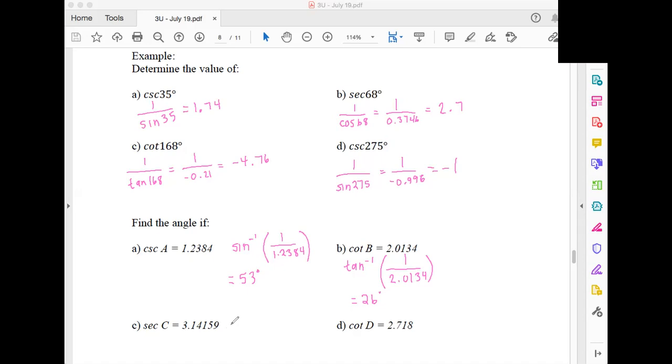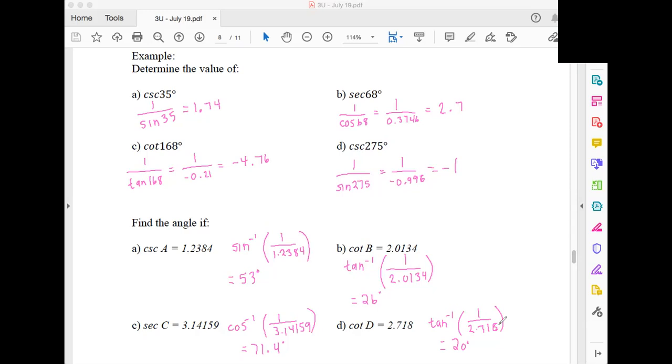Secant of C. So you're going to do the inverse, which is cos, 1 over that number. And that gives us 71.4 degrees. Same with this, so tan inverse 1 over 2.718, and that's going to equal 20 degrees. And this is an 8. Okay, and that is all for those.